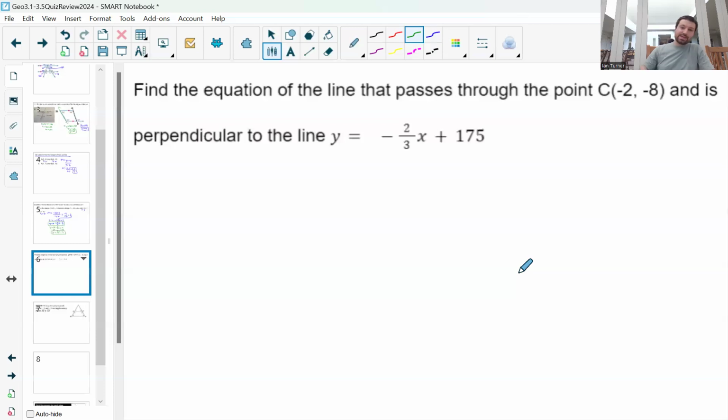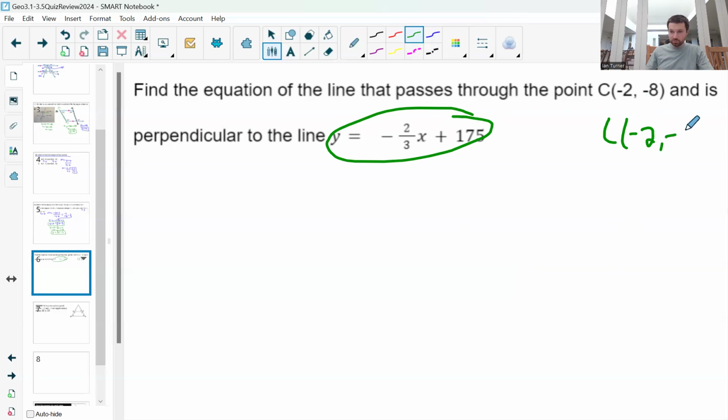So we want to find a line that's perpendicular to this line, but it passes through this point. I don't know if you can see that point. It's (-2, -8). I'll rewrite it so you can see it. Okay, now perpendicular slopes, remember, flip it, change the sign. So let's do this one in slope intercept because you guys are more comfortable with that anyways. So we're going to go y equals just 3/2 x. We change the sign so it's positive, and we flipped it. Okay, so flip it, change the sign like we just did.